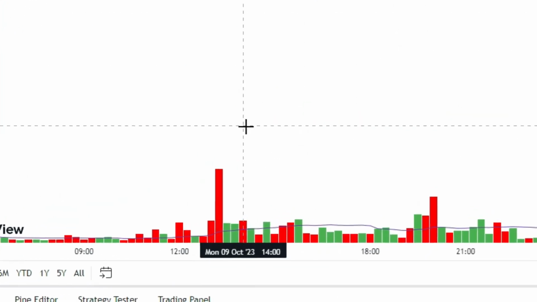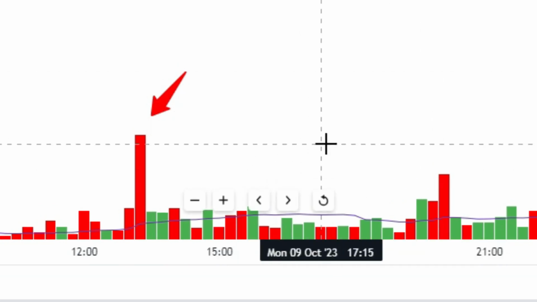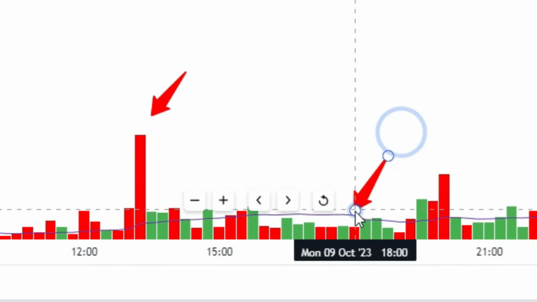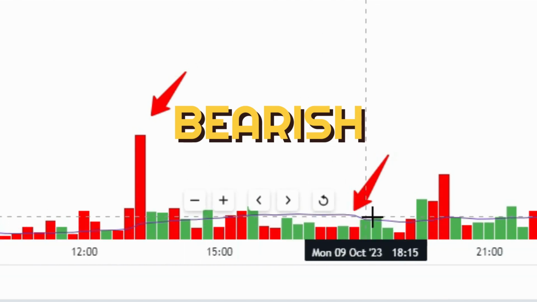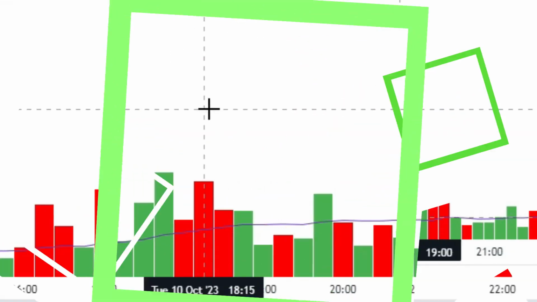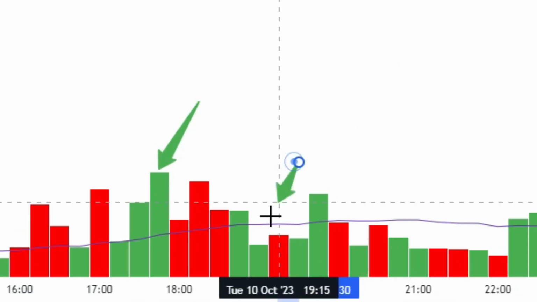The volume indicator has a colored bar and a moving average line. When the bar is red and above the line, it shows a strong bearish movement. And when the bar is green and above the line, it shows a strong bullish movement.